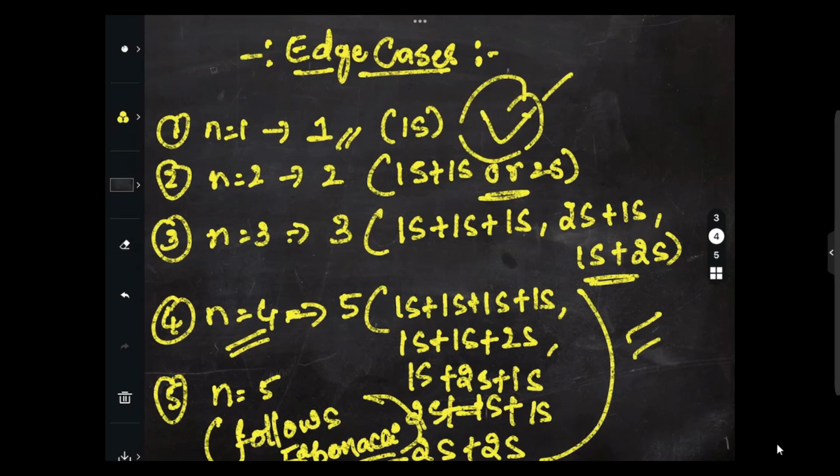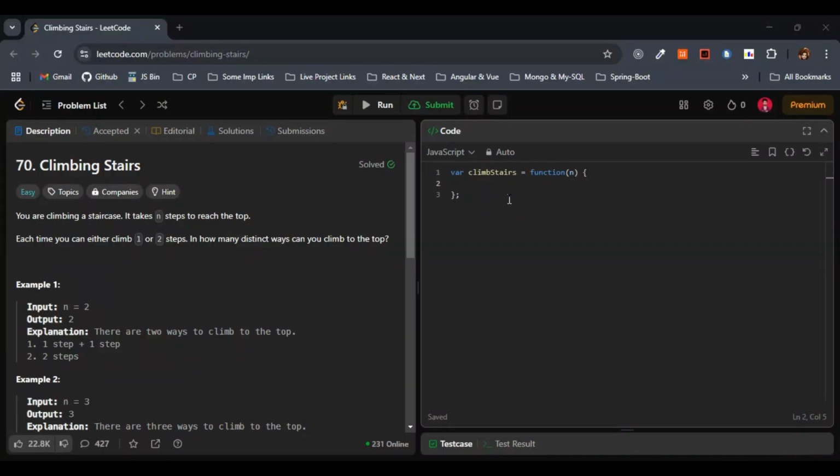So let's start writing the code now. The base case is when we have 0 steps or 1 step. There is only one way to climb 0 or 1 step, so let's write the same thing here: dp equals 1 comma 1. We already know the approach we are going with is dp. So let's start from step 2 and build up.